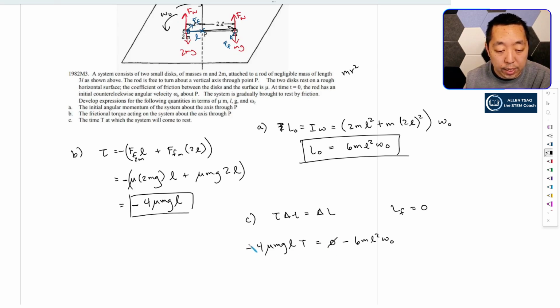Okay, so then the negative signs cancel. The m's cancel. One of the L's cancel. And then we can solve for t. T is going to be 6L omega naught divided by 4 mu g. And you can simplify the 6 and the 4. 3L omega naught over 2 mu g.